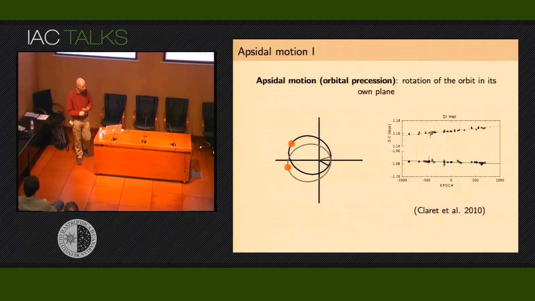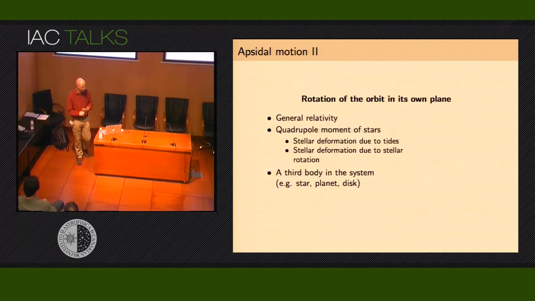What is apsidal motion? Apsidal motion is a precession of the orbit in its own plane. After many rotations or periods, the orbit has rotated a little bit. And for this type of system, it's most easily picked up by the timing of the secondary and primary eclipses and how they change. Apsidal motion is caused by a GR term. It's also caused by the deformation of the stars, which are mainly deformed by tides and by the stellar rotation, which flattens the star. And if you put a third body in the system, of course, this would change things too.